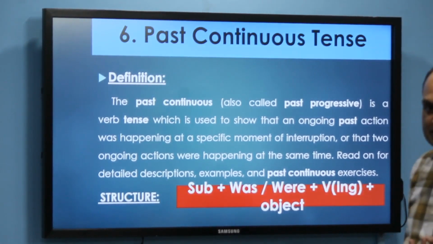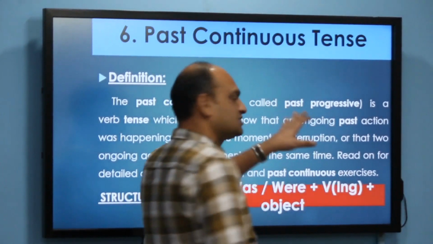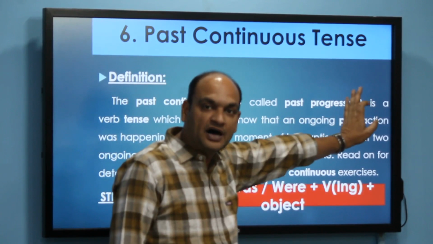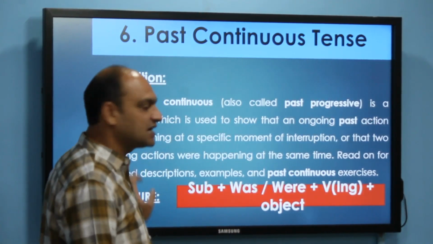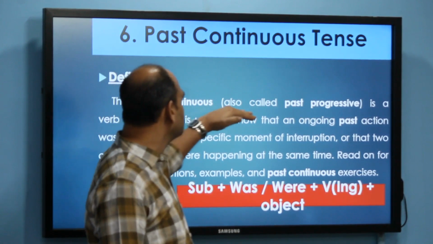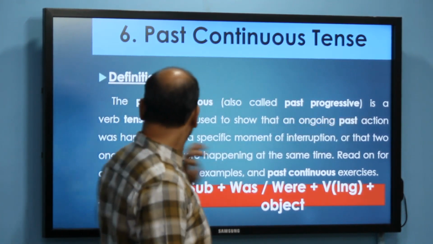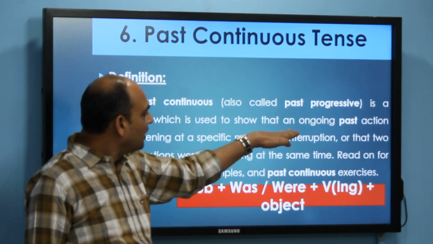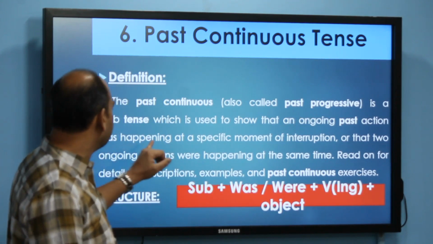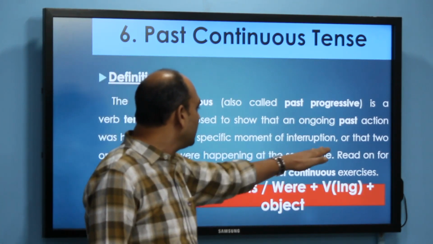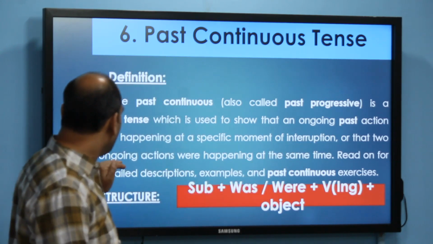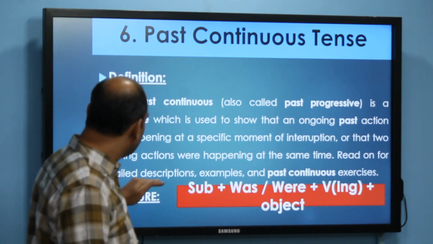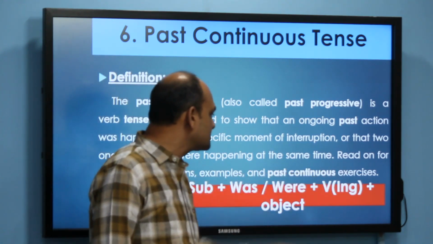Now, the next, past continuous tense. We have learned about simple past, and now we are going to learn about past continuous tense. So the definition stands like this. The past continuous, also called past progressive, is a verb tense which is used to show that an ongoing past action was happening at a specific moment of interruption, or that two ongoing actions were happening at the same time. Read on for detailed descriptions, examples and past continuous exercises.